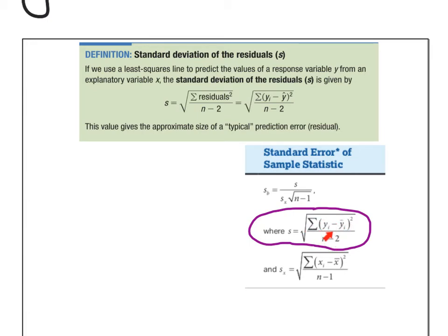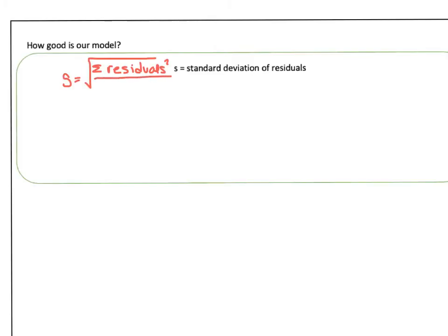You're actually dividing by n minus 2, and I'm just going to say, trust me, we'll learn about why it's n minus 2, not n minus 1 later on in this course, and then the square root of those is going to be the standard deviation of the residuals. And what it does is it gives the approximate size of a typical prediction error, okay? So again, S is defined as the sum of the residual squared over n minus 2, and you take the square root of that.